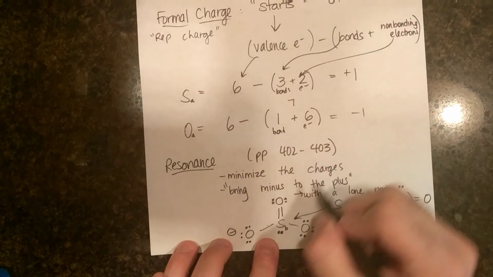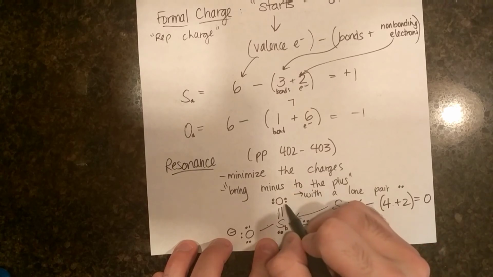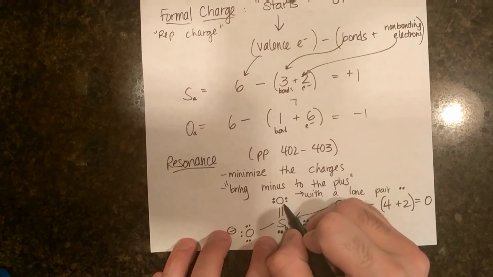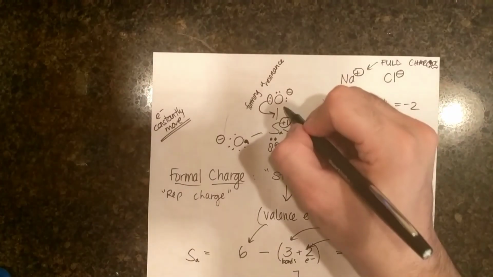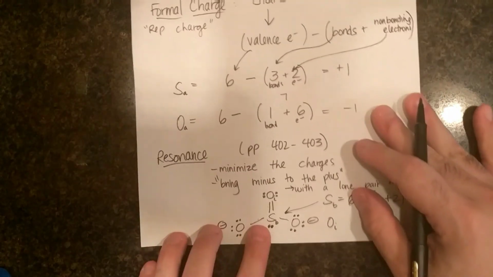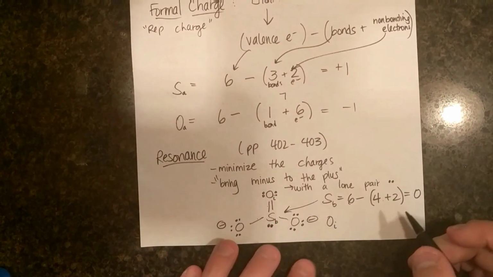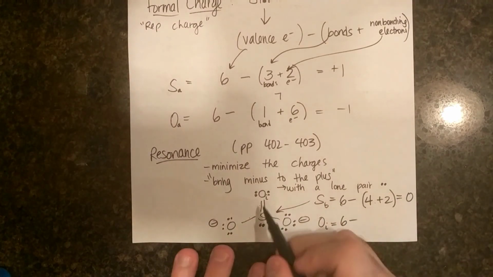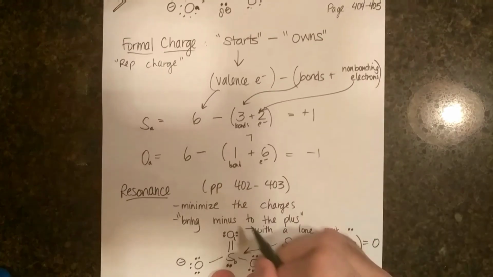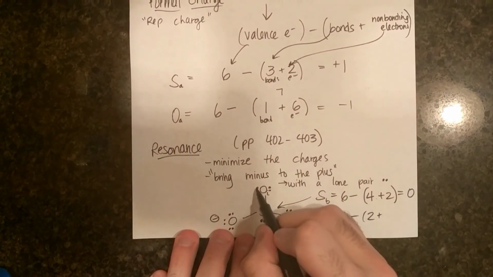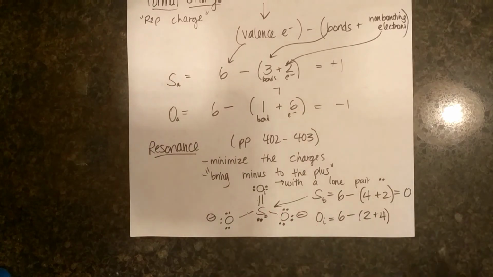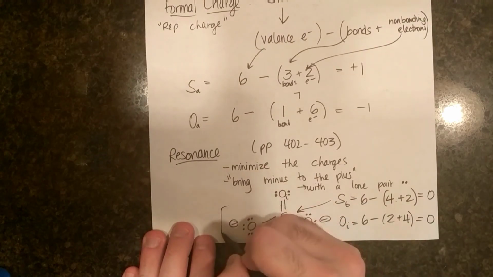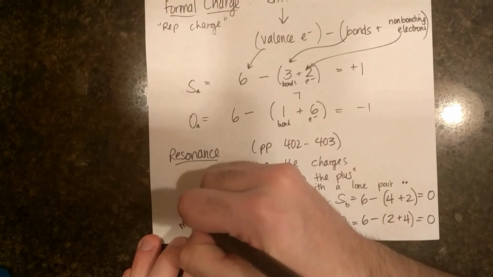And then if I do the formal charge of this oxygen up here, I'm going to call this oxygen I. I'm just labeling it so you know. Oxygen I, it starts with 6 valence electrons. Right now it has 2 bonds, the same 2 bonds that sulfur has. And then it has 4 electrons that are non-bonding. 6 minus 2 plus 4, also 0. This has minimized the charge.